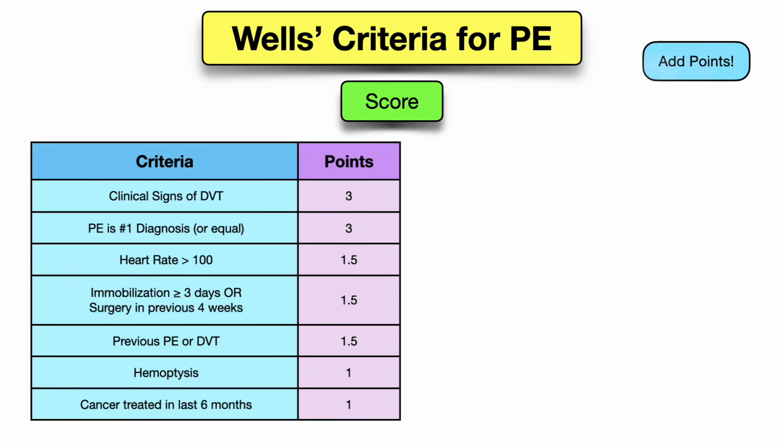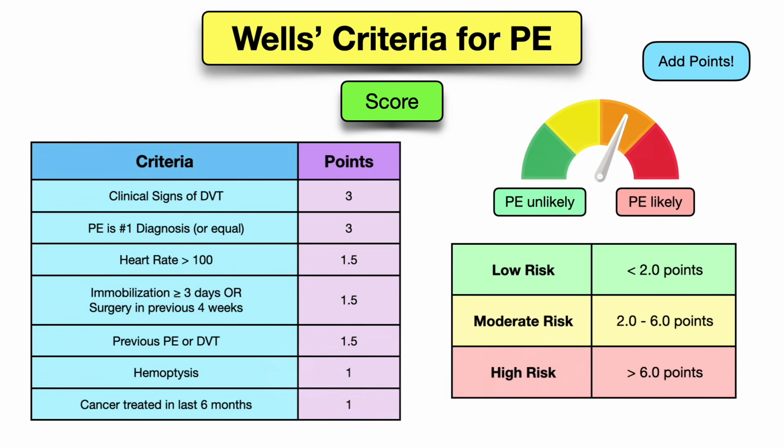Now that we've gone through the criteria, the next step is to add up the total points based on the criteria present. The score gives you the probability or likelihood of a PE. A total score of less than 2 points is low risk for a PE.